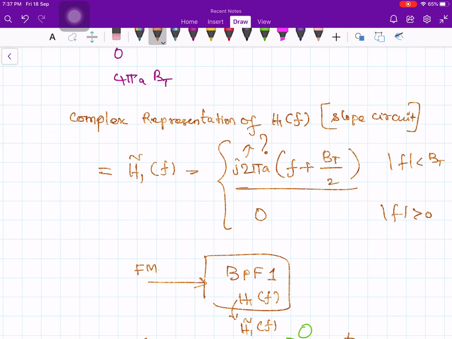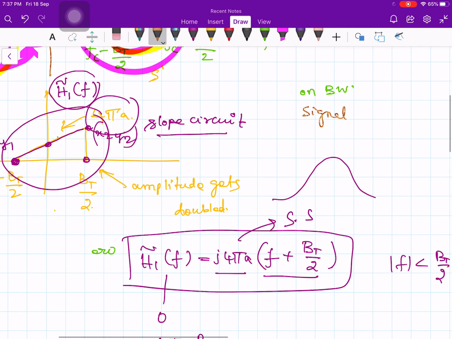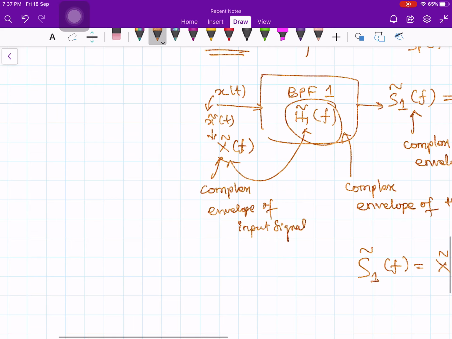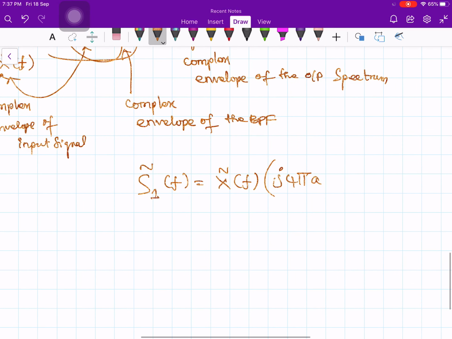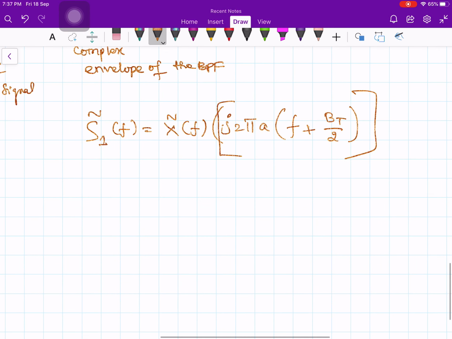J times 2 pi a times f plus beta by 2. Write down the equation and you can get the answer. There is a 2 here, it is not 4. Check this whether 2 or 4. I guess 2 is the correct answer. J times 2 pi a multiplied by f plus beta by 2. Okay, now you take this guy inside.